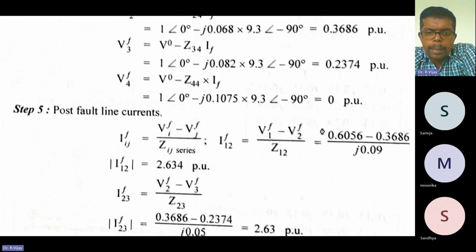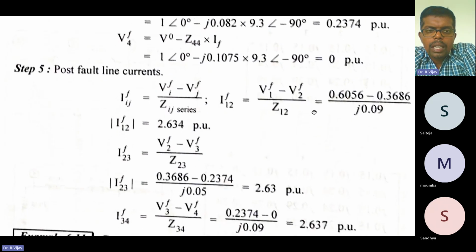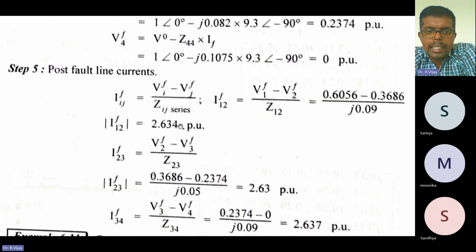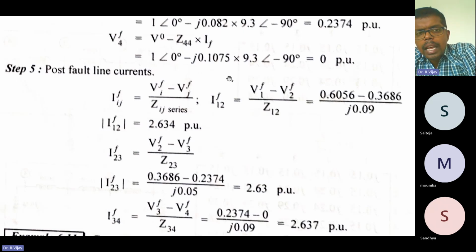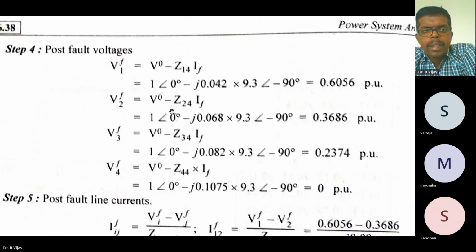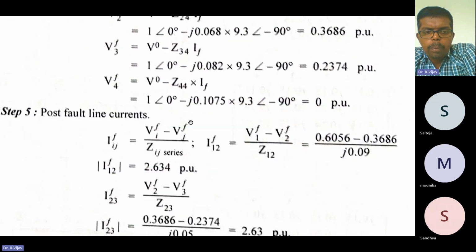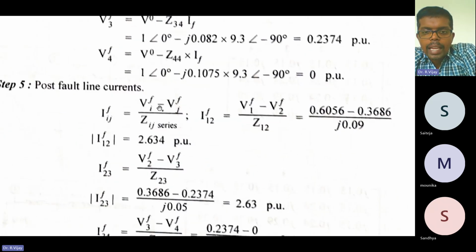What is step number 5? Post-fault line currents, that is IijF. This we also derived: IijF is equal to ViF minus VjF divided by Zij series. These are the post-fault voltages, and this is the post-fault line current. Okay, this is the formula. Just substitute it.